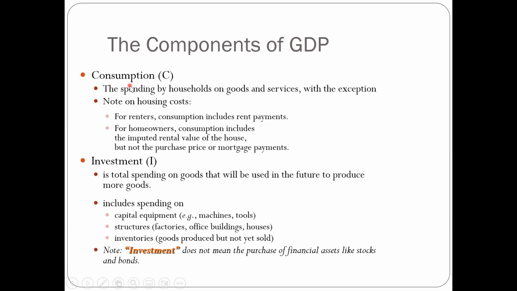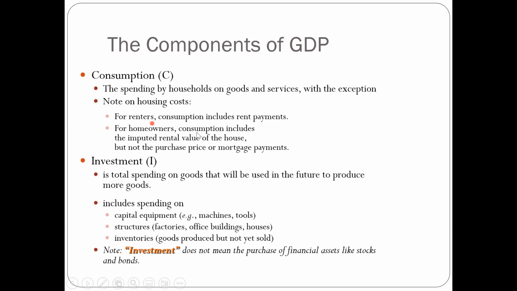First component is consumption, and consumption has its definition. It's the spending by households on goods and services. So any spending by households on goods and services, we can include it in consumption. For renters, consumption includes rent payments. So the renters here pay rent in the form of consumption.